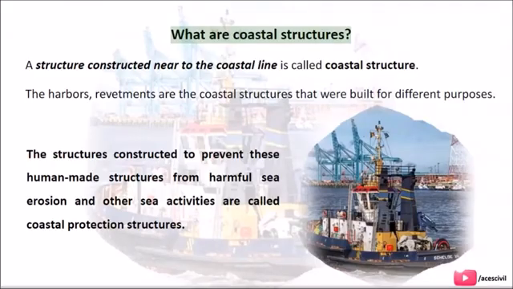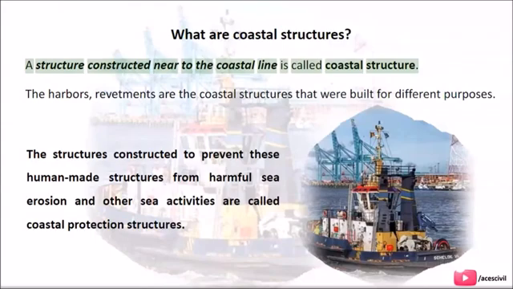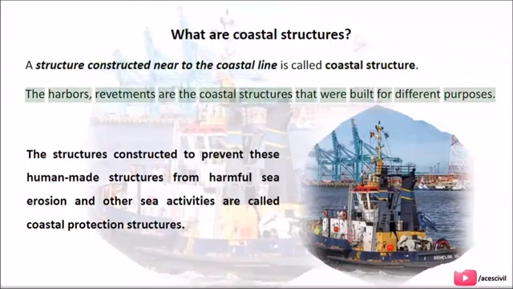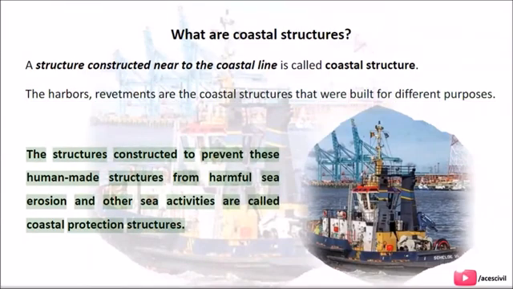What are coastal structures? A structure constructed near the coastline is called a coastal structure. Harbors and revetments are coastal structures that were built for different purposes. The structures constructed to prevent these human-made structures from harmful sea erosion and other sea activities are called coastal protection structures.